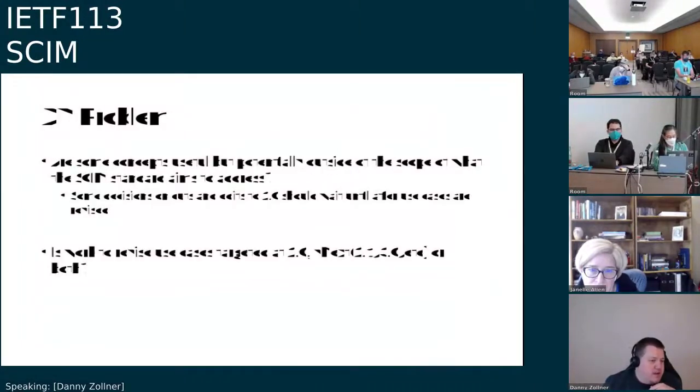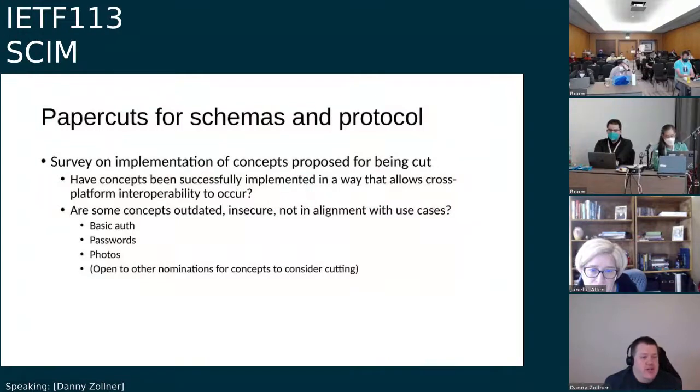I'm sorry, let me go back a second. And so, yeah, just a couple of examples there. Basic auth in SCIM 2.0, which was published in 2015. At this point in time, I think it's sort of inexcusable to use basic auth on an internet-facing implementation of SCIM versus something like a bearer token or some form of OAuth.